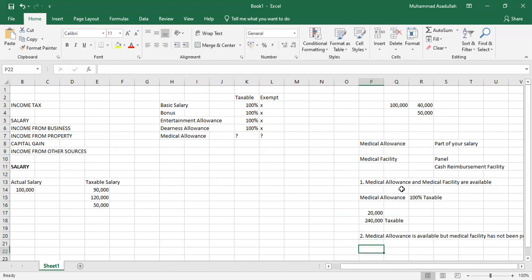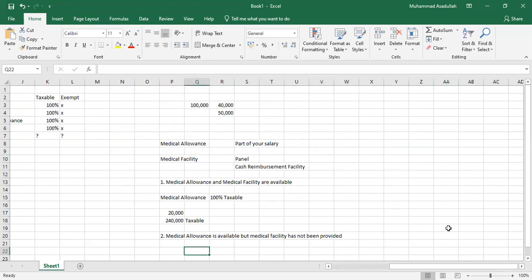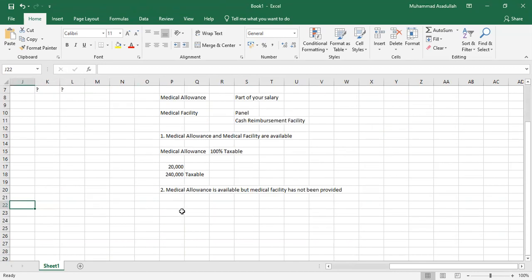There's only a medical allowance, and your employer is not giving you a medical facility, because there is no rule that all employees should be given medical facilities. So in this case, what will be the criteria of taxation on the medical allowance? Suppose your basic salary is rupees 1 lakh and your medical allowance is rupees 20,000. Then you will put the formula.